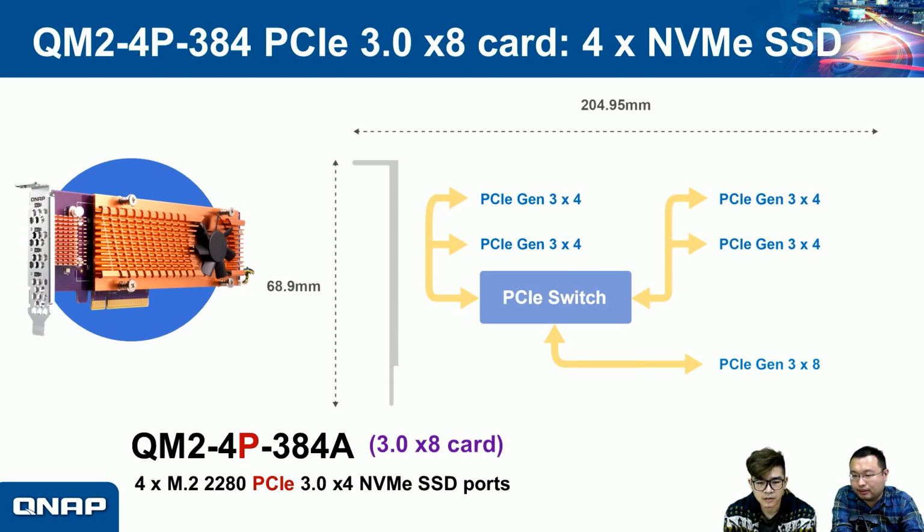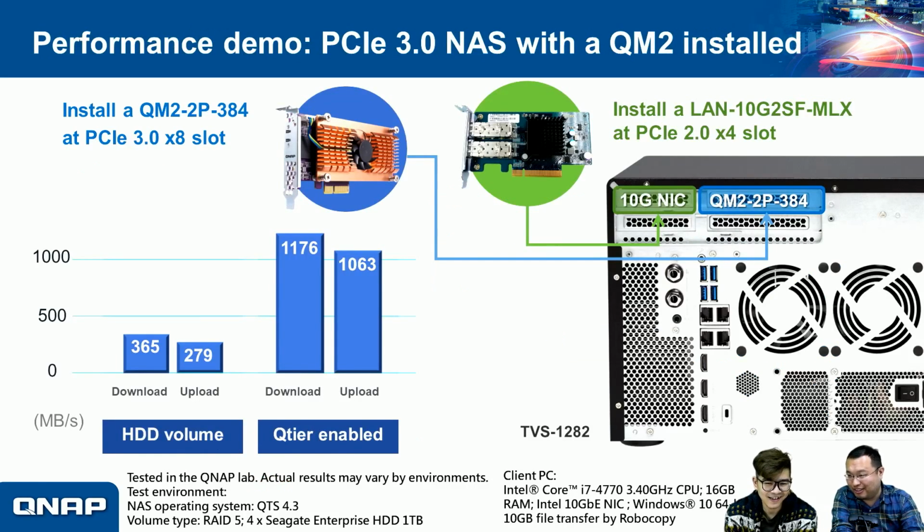So if you want to bring out the maximum potential of the NAS performance, be sure to check out this QM2-4P-384A card. Okay, I'm going to have one. Can I have one? Sure, if you will do another show for me.